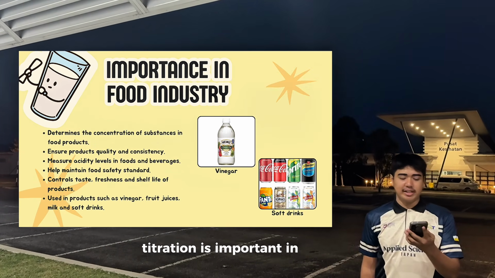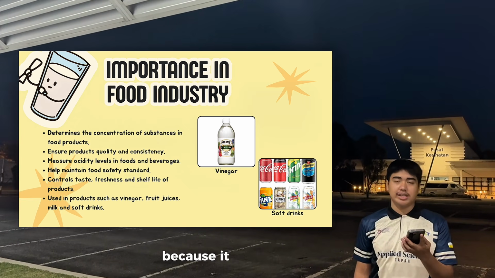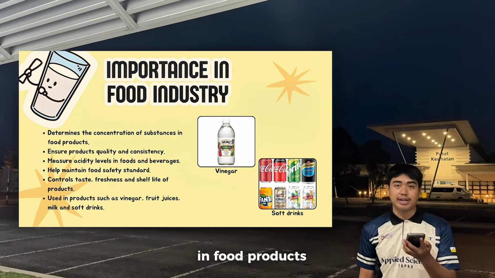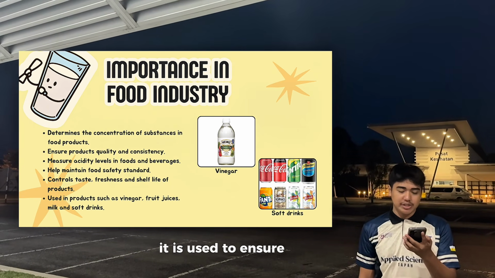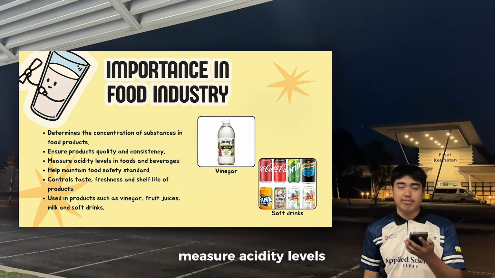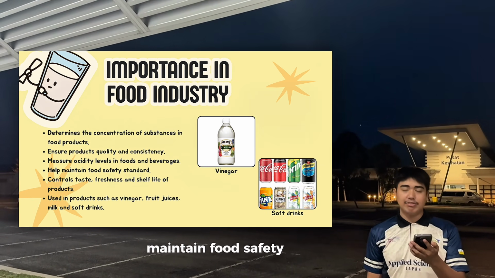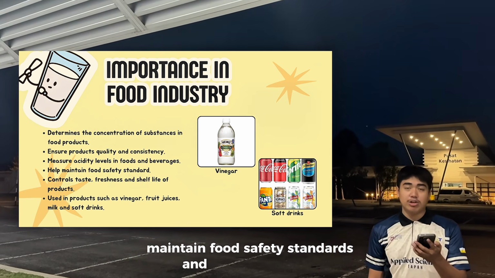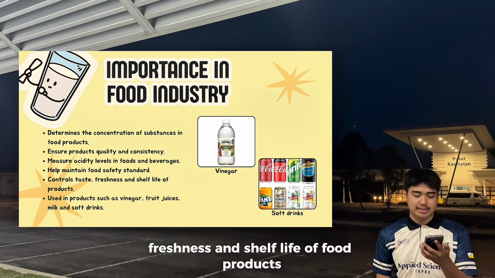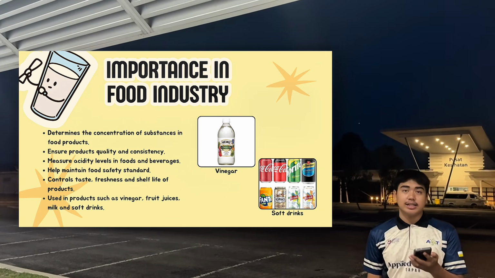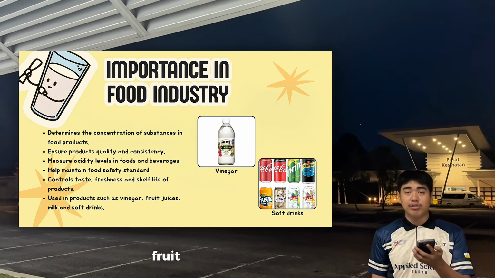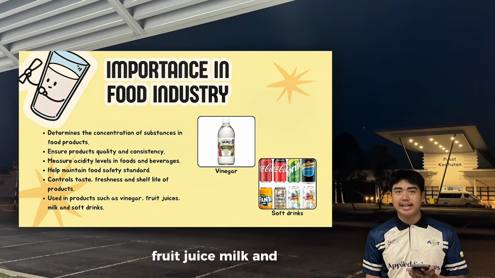Titration is important in the food industry because it helps determine the concentration of substances in food products. It is used to ensure product quality and consistency, measure acidity levels, maintain food safety standards, and control the taste, freshness, and shelf life of food products. For example, titration can be used to determine the acidity of vinegar, fruit juice, milk, and soft drinks.